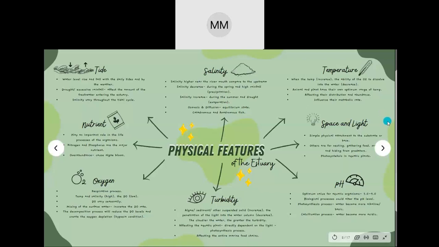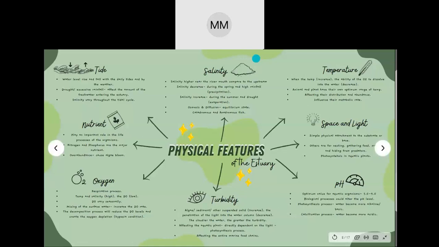Next is the space. Usually living organisms compete for space and light in terms of physical attachment to the substrate or the base. For example, terrestrial plants need the soil for physical support and as a source of water and nutrients. Also the coral needs a proper attachment to the substrate for growth and survival so that they can fight against natural disturbances when there is a high tide or strong wave action.